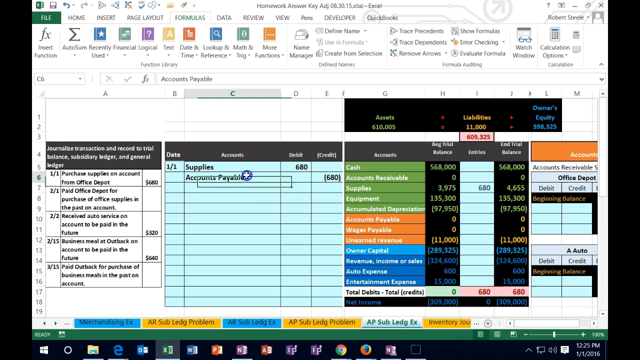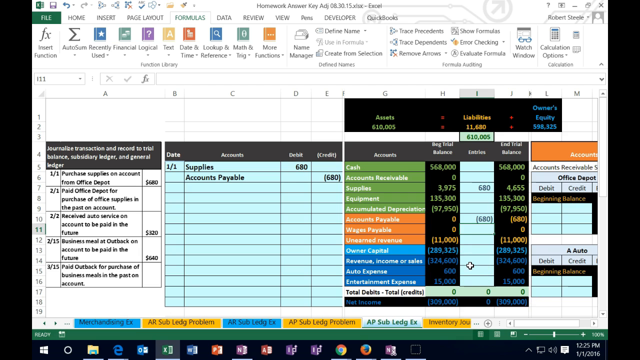Then we're going to post this second half to accounts payable. Accounts payable is here on the trial balance. We're going to be in the blue area next to accounts payable in I10. So within I10, we're going to select equals and point to the 680 there. What's going to happen when we post that? The 0 is going to go up in the credit direction to 680 and put us back in balance down here like so.